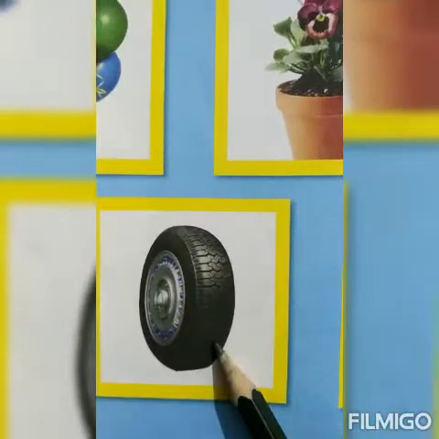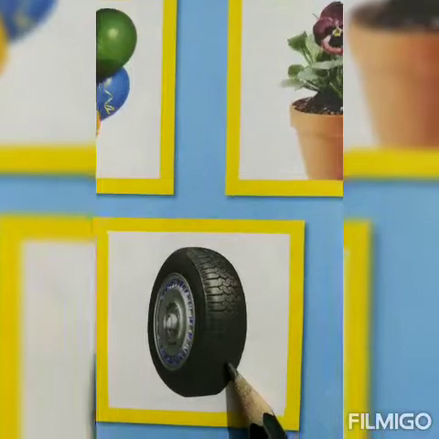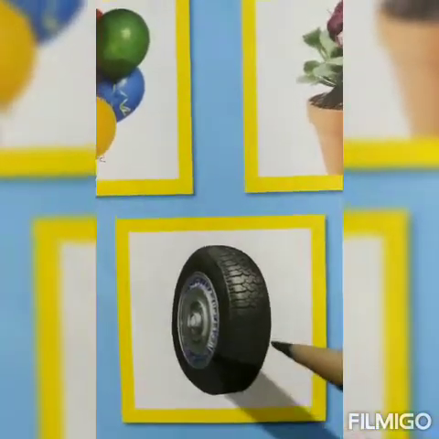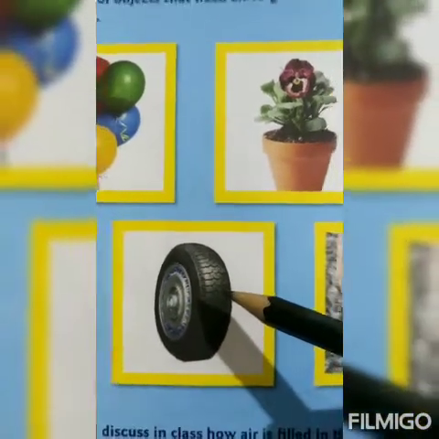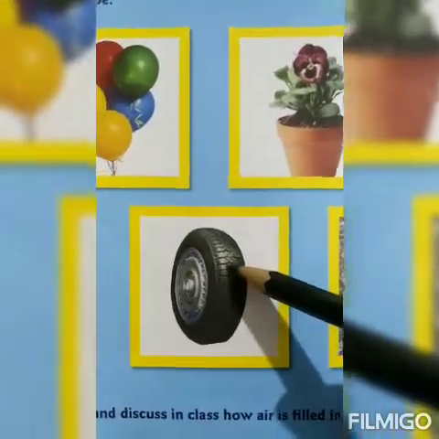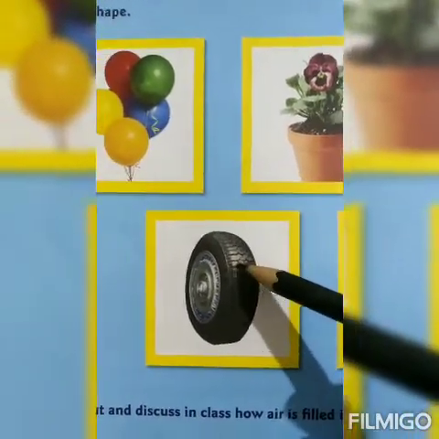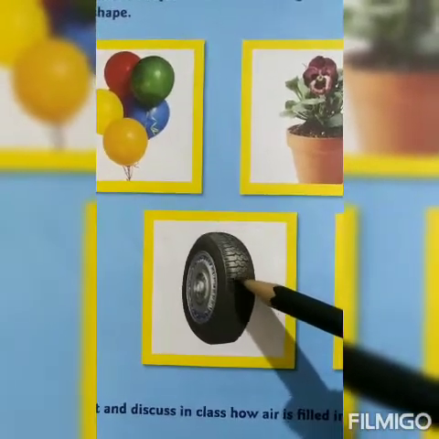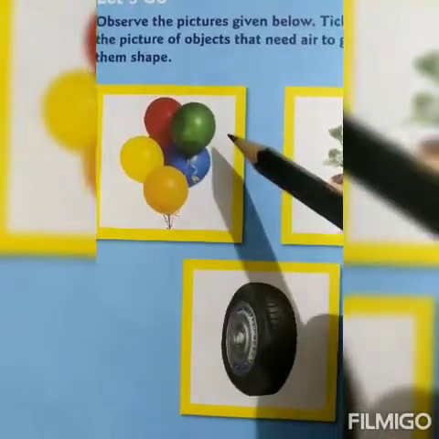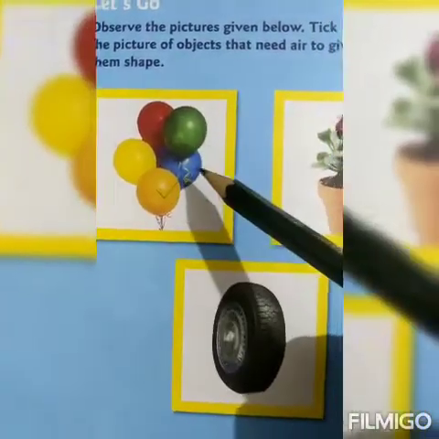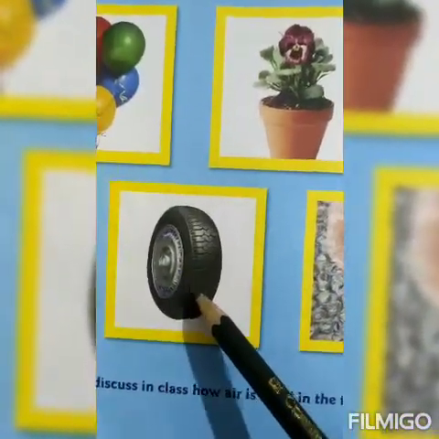Then this tire, your cycle tire. You have bicycles, most of you I think. Small bicycles have plastic tires, but some bicycles have rubber tires. The rubber tires are filled with air. They have an air tube inside. Okay, so what you will do, you will tick it. So this one you will tick. Then this football. Then this one tire.